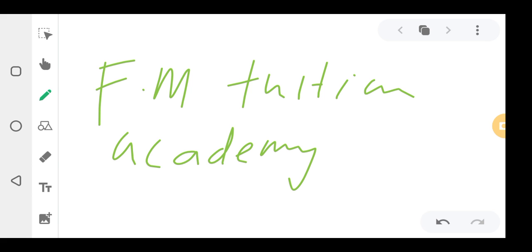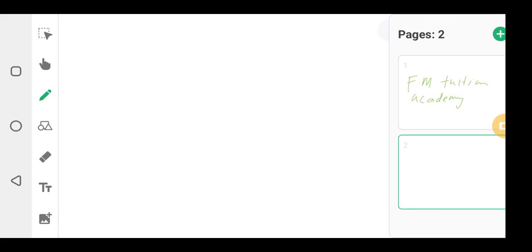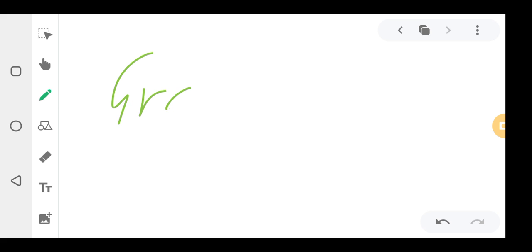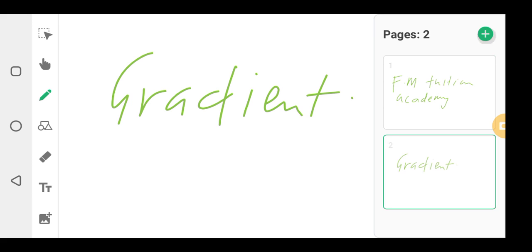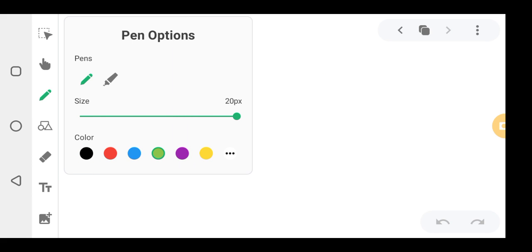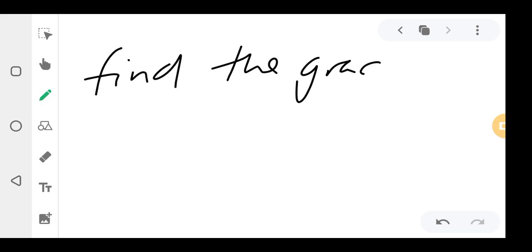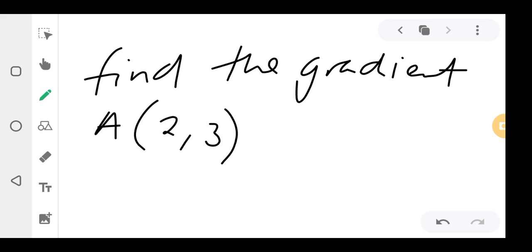Okay, today in mathematics we're going to be looking at gradient. It comes in your exam. They can give you 2 points and then they ask you to find the gradient. So for example, if they say find the gradient of A, where A is (2, 3) and point B is (6, 2).